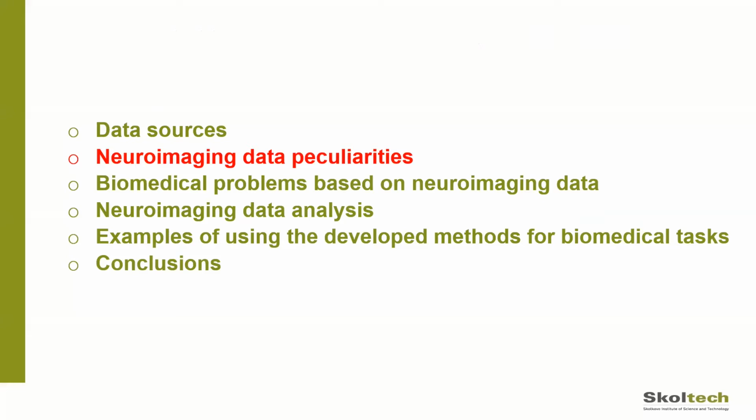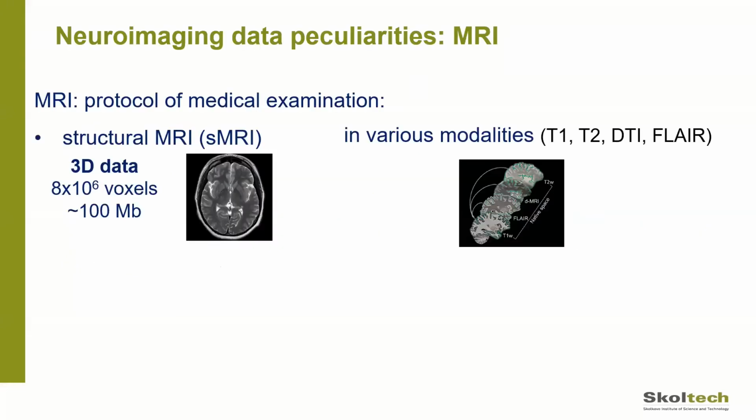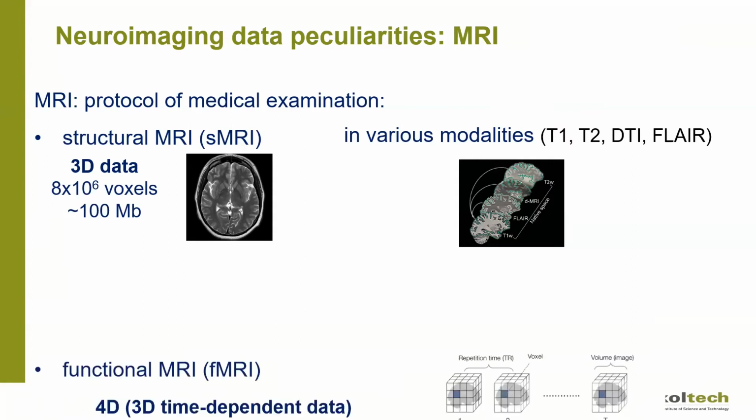First of all, let me discuss something about neuroimaging peculiarities. How we collect MRI depends on the specific protocol of medical examination. Each MRI is a three-dimensional image. Here you see only a slice of an image. This is a very high dimensional observation, because each image can contain up to 10 to the power 6 and even more voxels. Moreover, in the case of MRI, there can be different modalities which differ in terms of contrasts. In one modality, it is easier to see some specific anomalies in the brain. In another modality, it would be easier to see other specific anomalies of the brain.